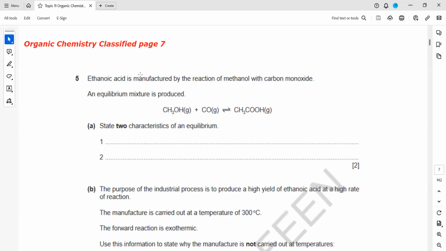Ethanoic acid is manufactured by reaction of methanol with carbon monoxide, and the reaction is reversible. State two characteristics of an equilibrium. What are the characteristics of equilibrium? When the reaction is in equilibrium, what do we say?